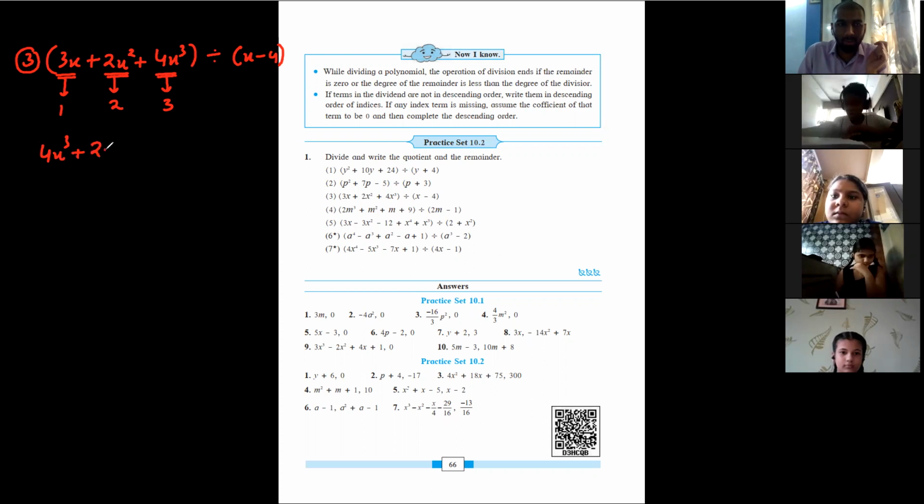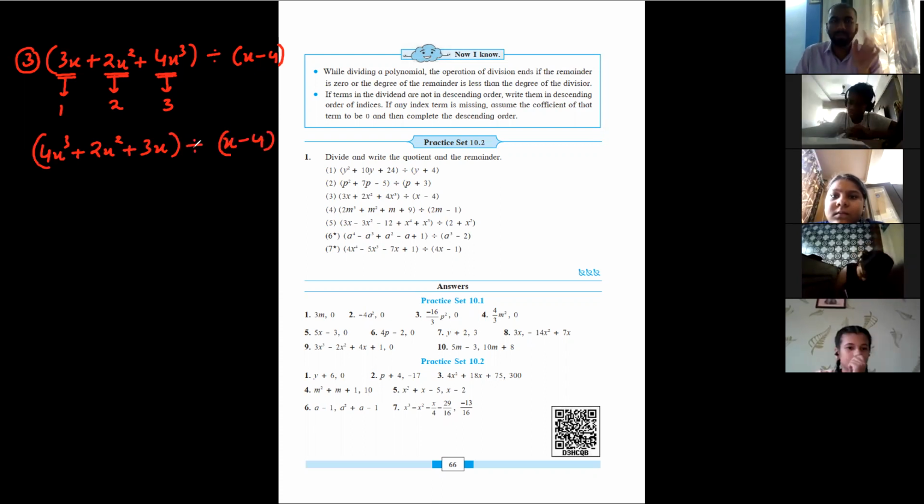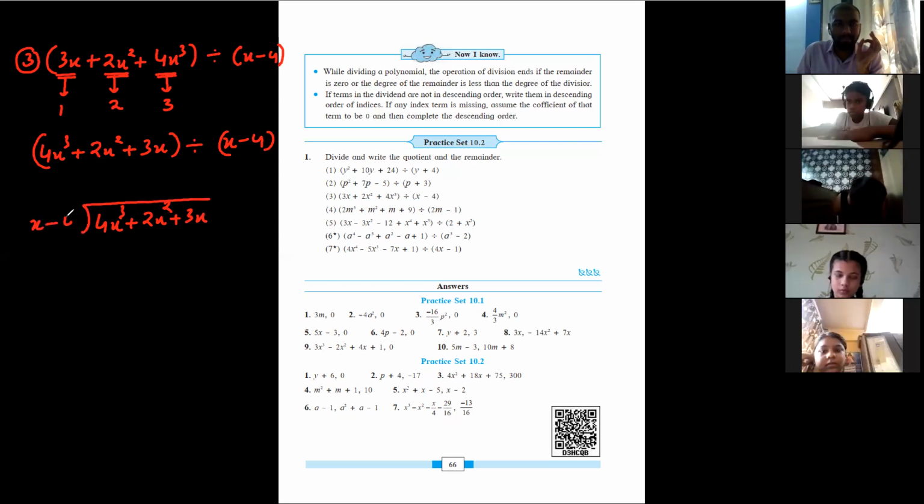Then afterwards, it will be 2x square. Then it will be 3x. Now this number, you will divide by x minus 4. So this is the most important step. Always write the highest degree term first. Then accordingly, you go towards the lower terms. Now, same thing you will do. 4x cube plus 2x square plus 3x. This number, you will divide by x minus 4.